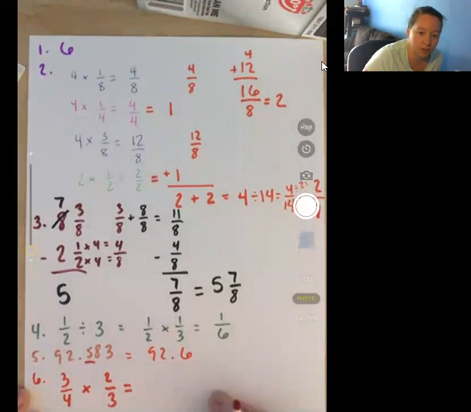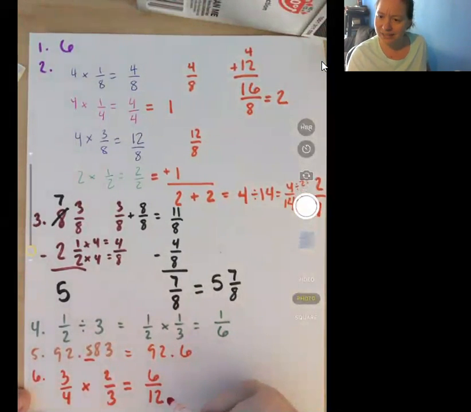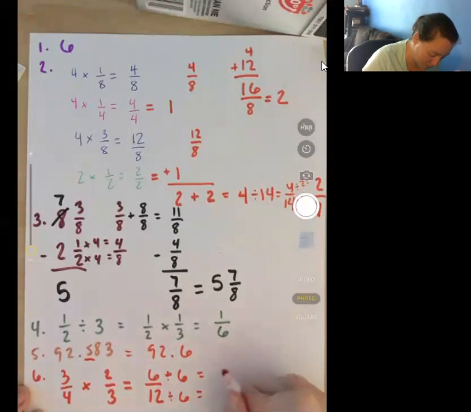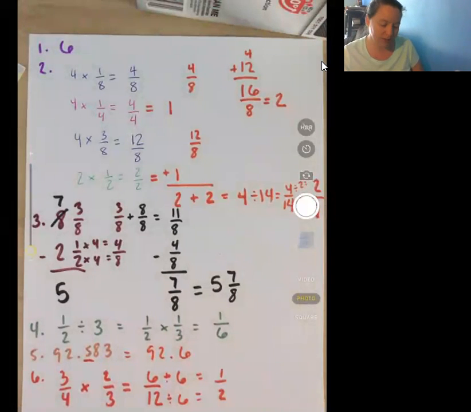So 3 times 2 is 6. 4 times 3 is 12. Then we are going to, ooh, can I take 6 out of 12? Yes, I can. So let's do that. Divided by 6. 6 divided by 6 is 1. 12 divided by 6 is 2. So half the flowers in Yoshi's garden are yellow tulips.